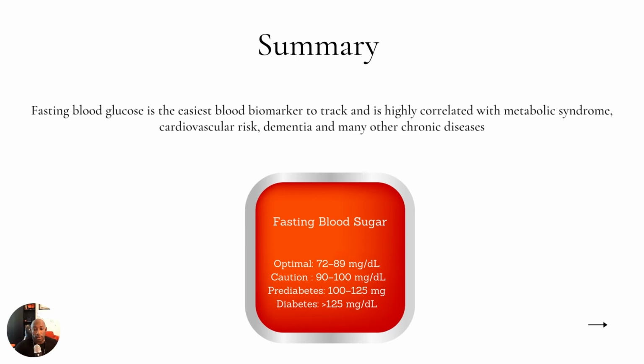When it comes to your fasting blood sugar, here are some optimal ranges. Optimally, you want it to be between 70 and 90. If it's 90 to 100, check it a couple times. That's a caution zone. If it's over 100 to 125, that's pre-diabetes. And if it's over 125, that's diabetes. These are all ranges that we want to try to bring back down into the optimal levels.